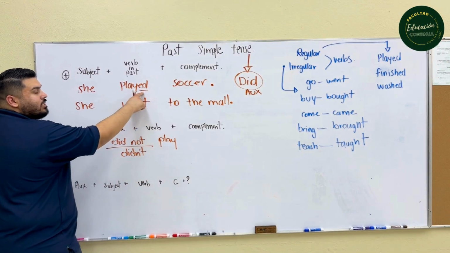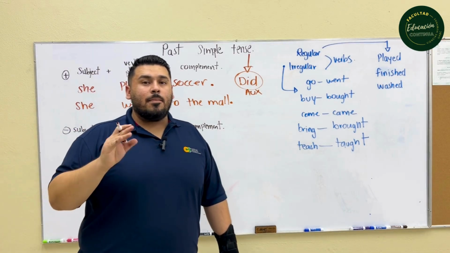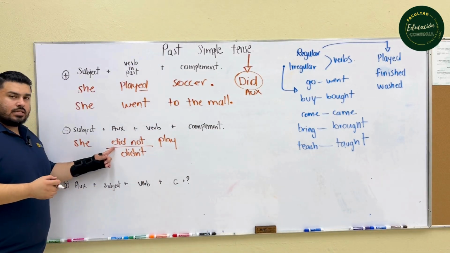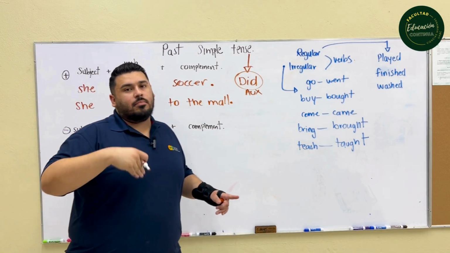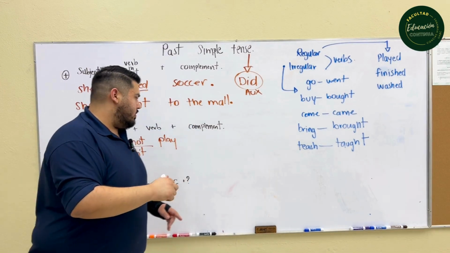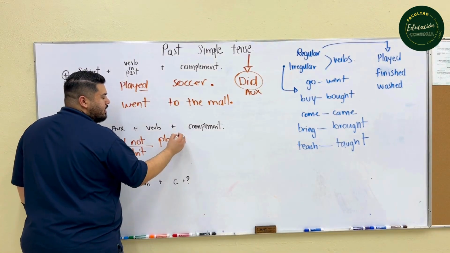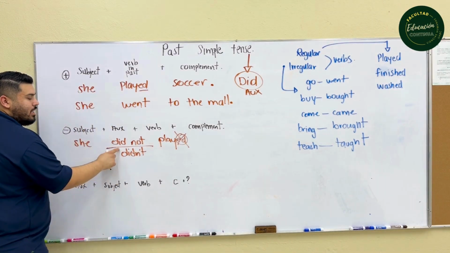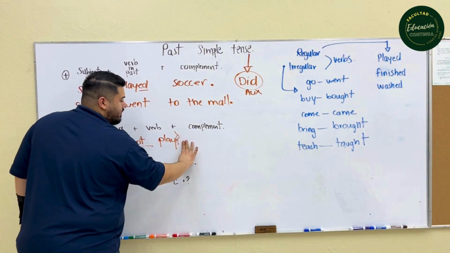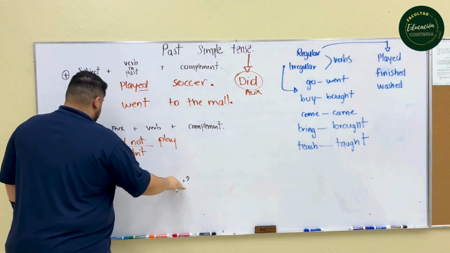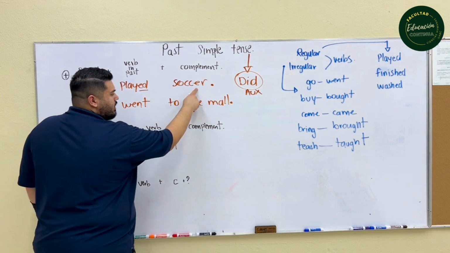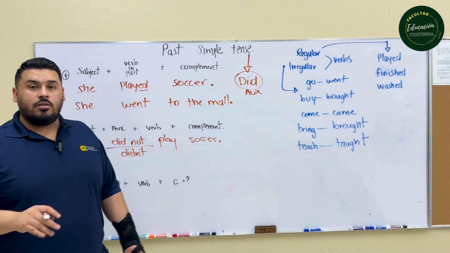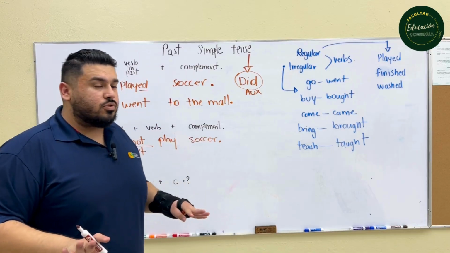Now, remember, this one is a past tense, and it's with ed. But when you have an auxiliary in past, in this case, did, you don't need to write again the ed sound. So if you write ed, this word is not correct, because you have already here the past tense. So we're going to erase this one. So she didn't play soccer. She didn't play soccer. And that's all that you need to write.